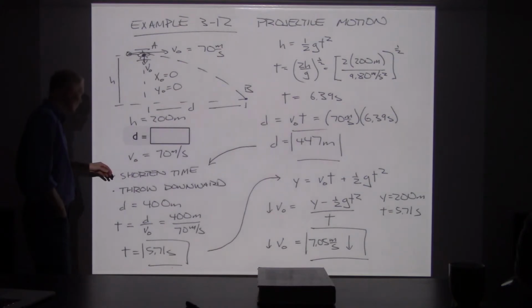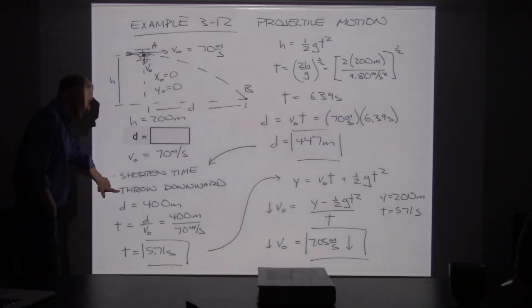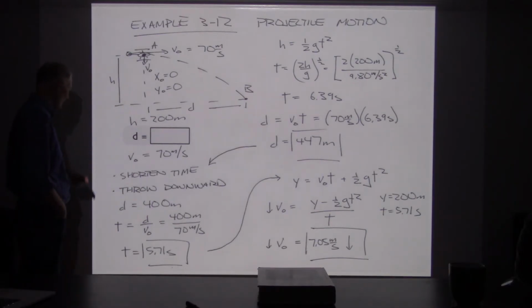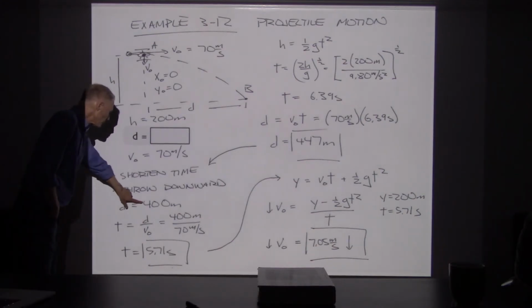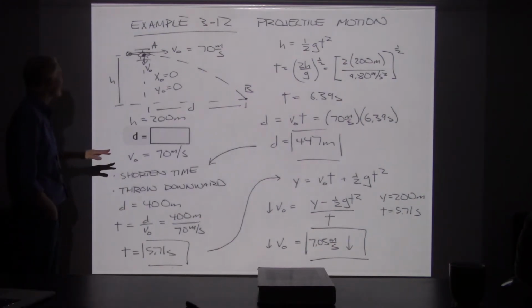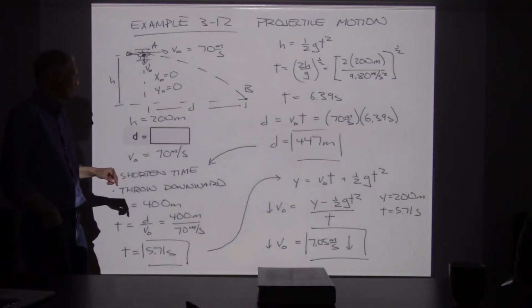Now, they decide instead they're going to end up throwing this downwards to shorten the time. Is that the idea here? So we're going to throw this thing downwards. They're going to start at a distance of d, which is 400 meters. So I've moved on to the second part. I think it was part A and part B.